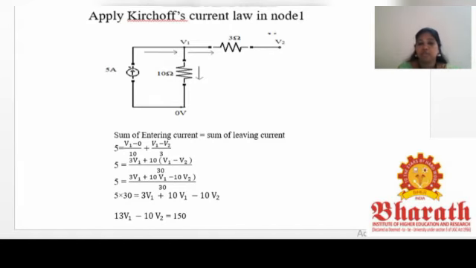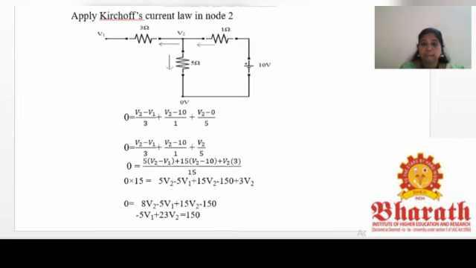Okay, I am going to keep V1 and V2 on one side and all the constant values on the other side of the equation. So 13V1 minus 10V2 is equal to 150. So this is my linear equation for node 1. Okay, so same way I am going to frame the equation for node 2.